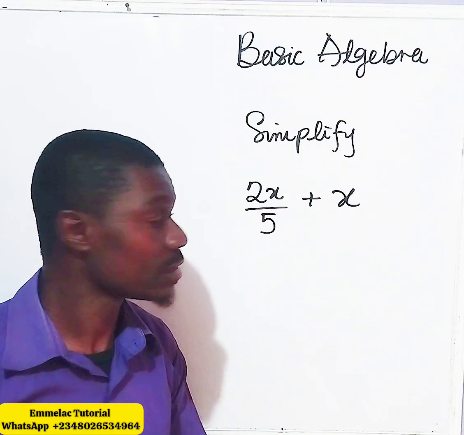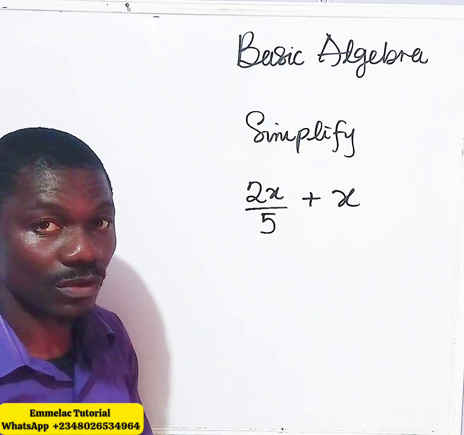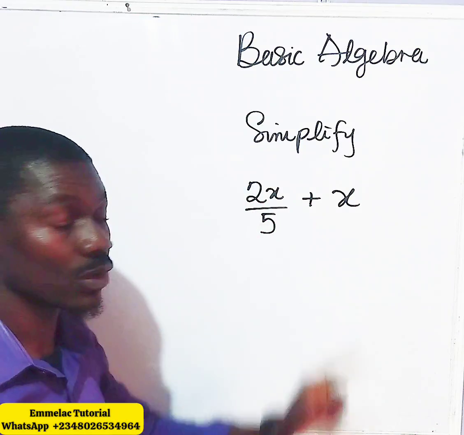In this tutorial today, we'll be looking at how to simplify this basic algebra. So here we have a fraction that is 2x all over 5, plus x.